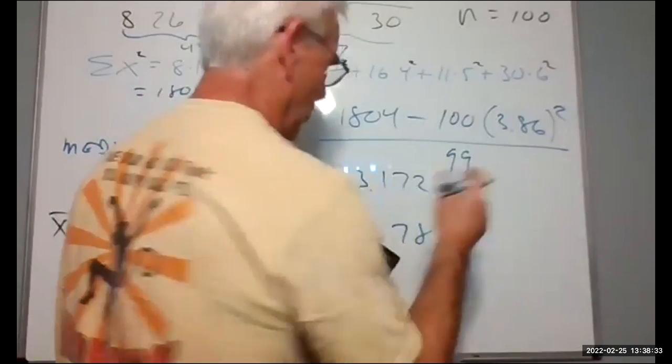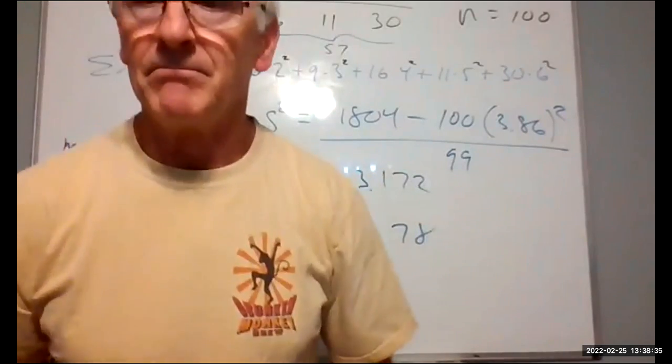1.78. Yeah, you go 7781. More decimals is never bad. That's it. Can you explain again why you put 99 instead of 100?